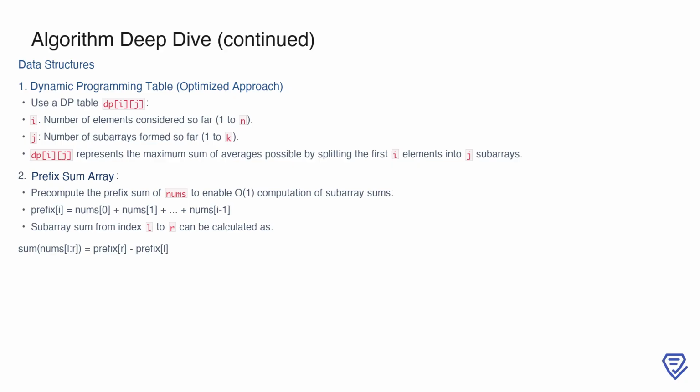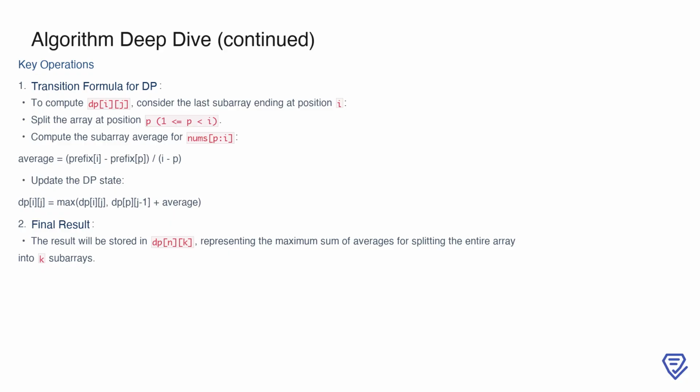These two tools, the DP table and the prefix sum array, are the foundation of the optimized approach. With the dynamic programming approach, the key operation is to compute the DP[i][j] value efficiently. To do this, we consider the last subarray ending at position i. The idea is to split the array at some position p where 1 <= p < i. The subarray from p to i contributes to the average, which is calculated as (prefix[i] - prefix[p]) / (i - p).